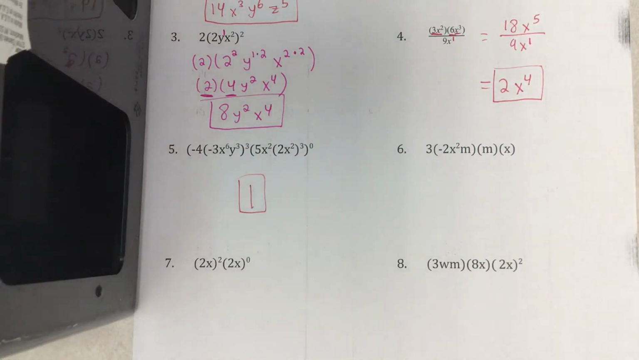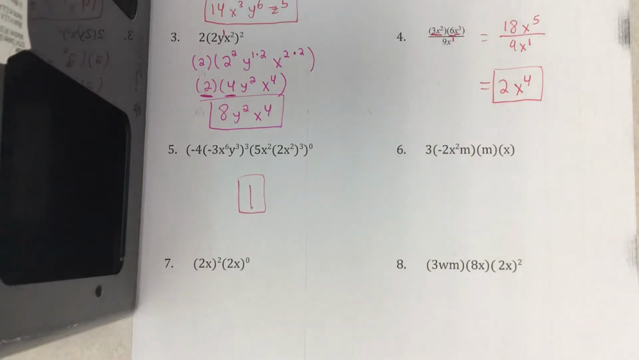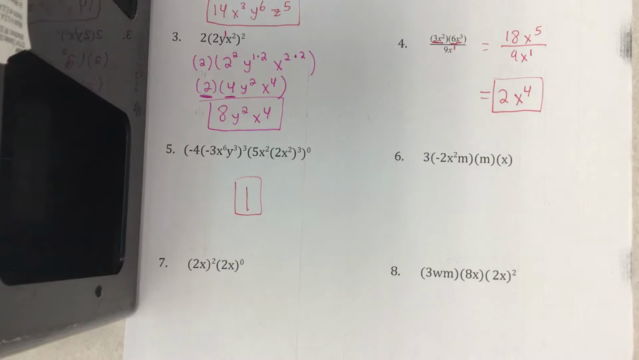Since it's all raised to the 0 power, the answer to that is 1. So it saves you a whole lot of time. You don't have to do any math, okay? But make sure you pay attention where that 0 is, okay? So that's 5. I'm done with that one.